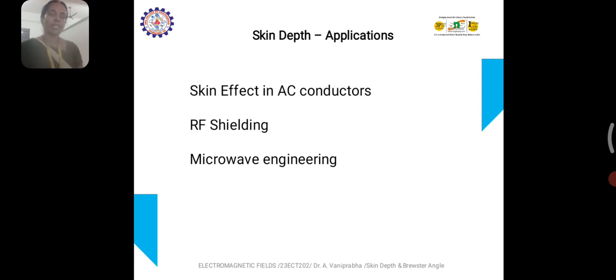Next is RF shielding. High frequency electromagnetic waves are blocked by thin metal layers. Then the next main application is microwave engineering. This is used in calculating the conduction losses or any kind of losses that occur during wave propagation. The skin effect is mainly considered in AC conductors because the current density is very high exactly at the surface of the conductor, because of its bulky, rigid nature.